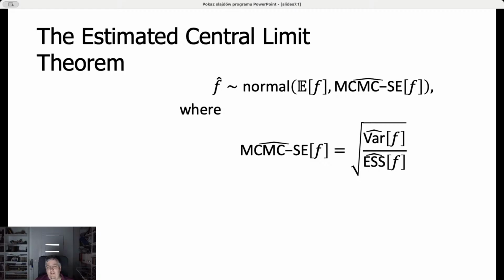So really we have an estimated central limit theorem, because we know that our Markov chain Monte Carlo estimator has a normal distribution that is centered around the actual expectation, with a standard deviation given by the Markov chain Monte Carlo standard error, which we can only estimate using estimators of variance and an estimate of effective sample size.